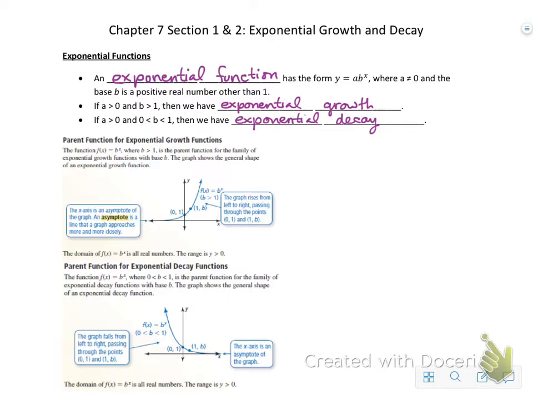Now, if your base is bigger than 1, we have exponential growth. And that's this upward moving graph over here. If we have our base as between 0 and 1, just like when we have horizontal shrinks or vertical shrinks, we're talking about numbers between 0 and 1. So those are fractions, fractions less than 1, but always positive. We're always talking about the positive version. Then we have exponential decay, and that's when it swoops down like this. So it falls left to right.